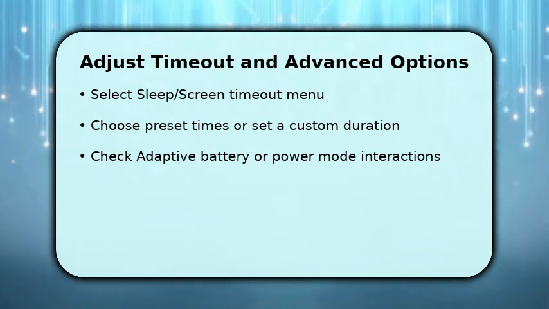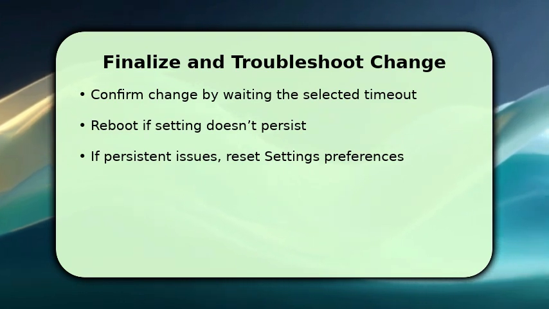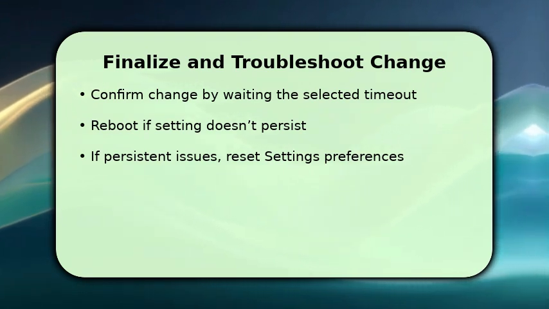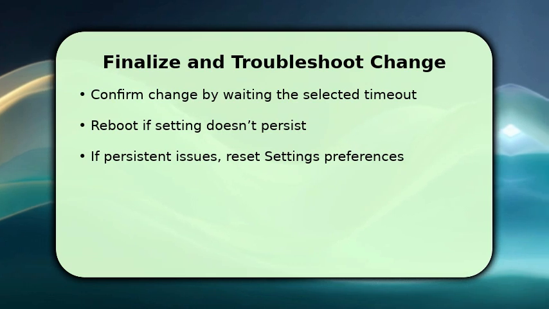You finish by confirming the new timeout works. Leave the screen idle and watch for the chosen delay. If the setting doesn't persist, reboot the phone to clear minor system cache. This often resolves save issues.